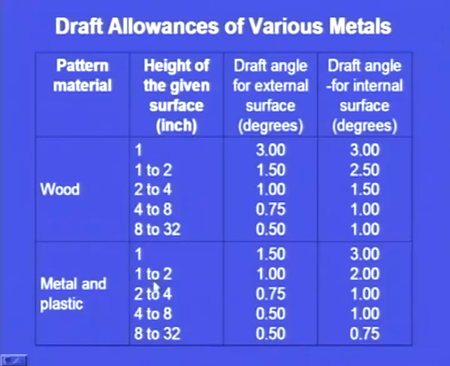And from 1 to 2 inches, the draft angle should be 1 degree for external, and for internal it should be 2 degrees. From 4 to 8 inches, the draft angle should be 0.5 degrees for external, and it should be 1 degree for internal. From 8 to 32 inches, the draft angle should be 0.5 degrees for external surface, and it should be 0.75 degrees for internal surface.